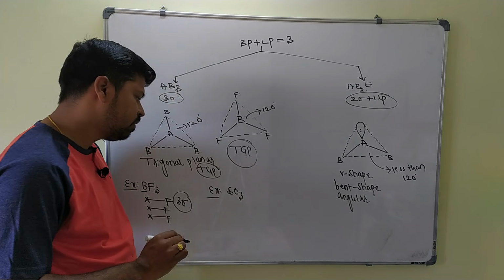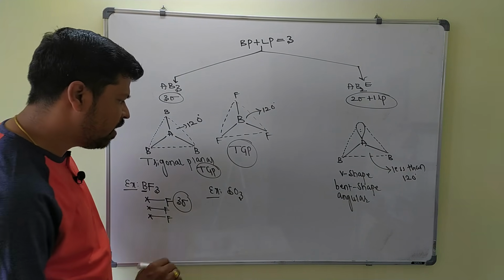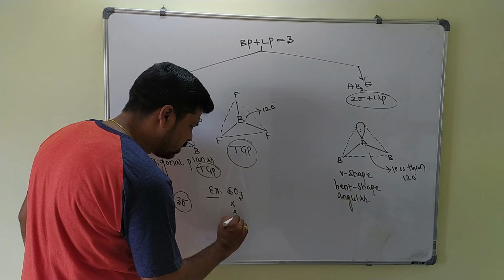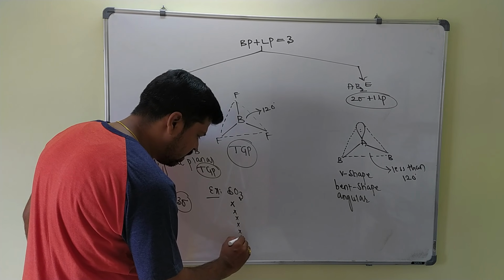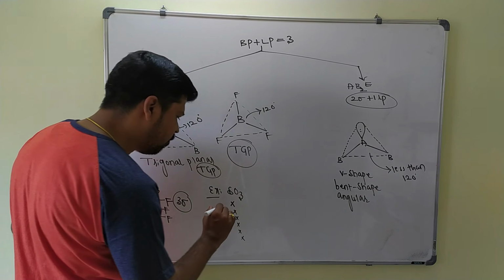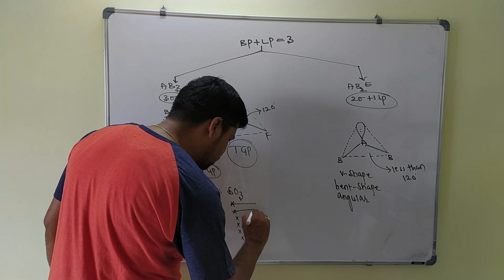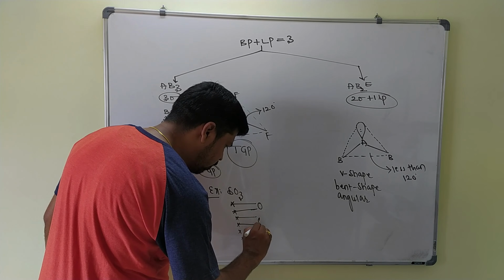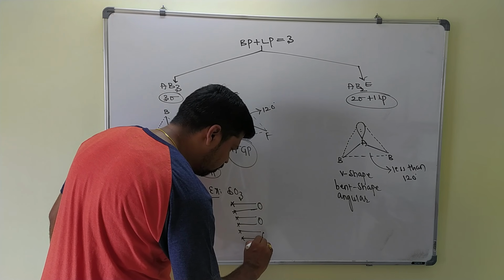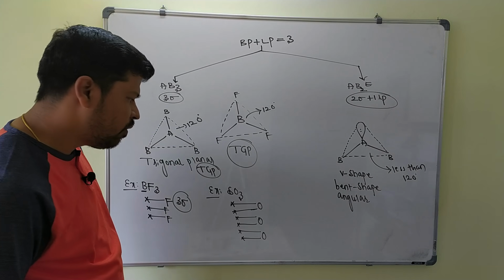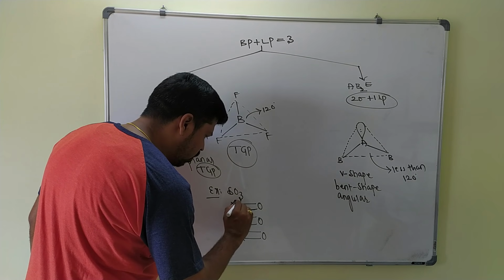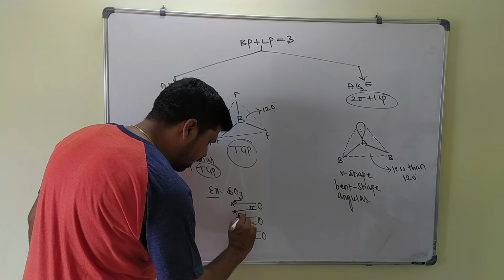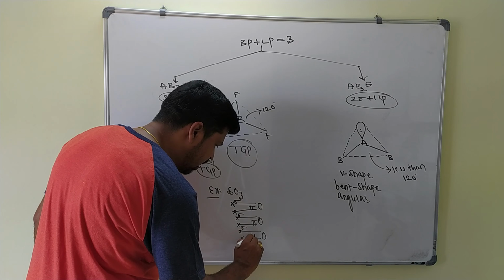SO3 molecule. What is the central atom here? Sulfur. How many valence electrons are there in the sulfur? 6 valence electrons. Each oxygen forms a double bond or single bond? It forms a double bond. That's why you have to utilize 2 electrons for the bond formation with 1 oxygen, and here 2 electrons for another oxygen, and these 2 electrons for the other oxygen. Already we know that in a double bond, one will be sigma bond and another will be pi. Again sigma and pi. This will be sigma and another pi.